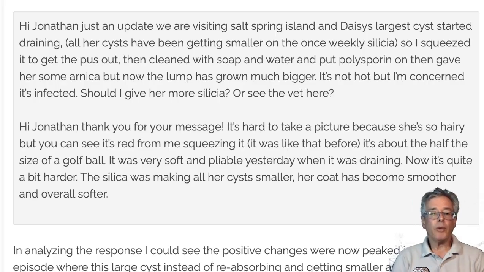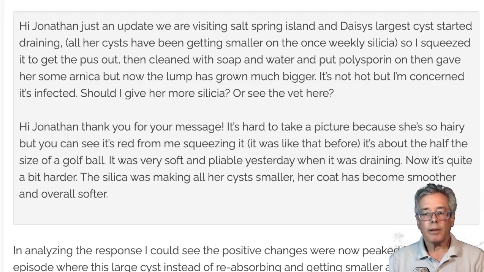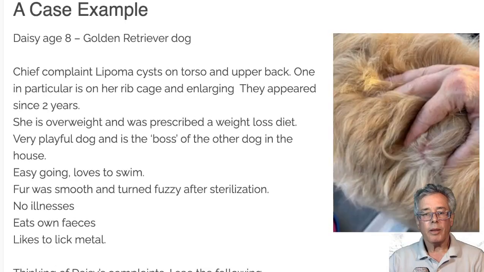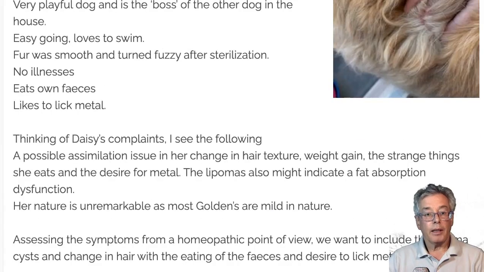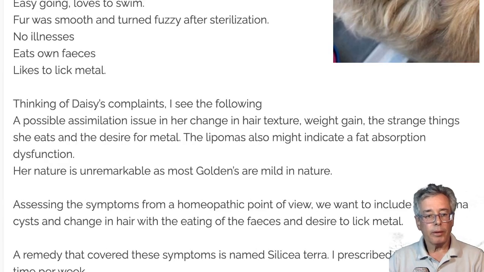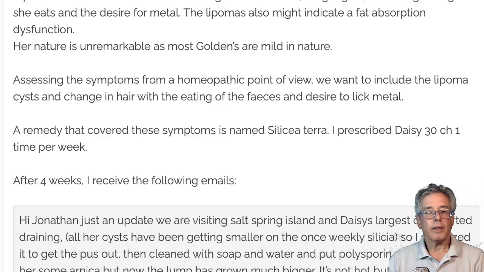So I wrote back with a few questions, and thanks for your message. It's hard to take a picture because she's so hairy, but you can see it's red from me squeezing. And that was the picture above, and you really can't see, but that would be where it's red. You really can't see. It's deeper under the fur. She does say how big it is. It was a golf ball. Yeah, she says it right here.